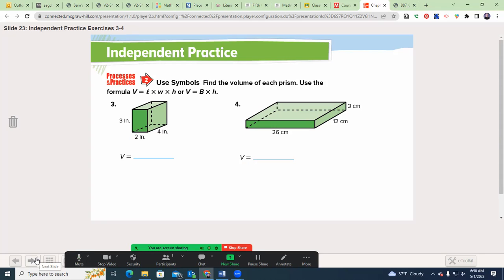All right, let's go ahead and do some practice. I'm going to put some problems up here. You are welcome to use the length times width times height or the base times height. You're going to pause the video, solve these two problems, unpause the video when you're ready. You may pause the video now.